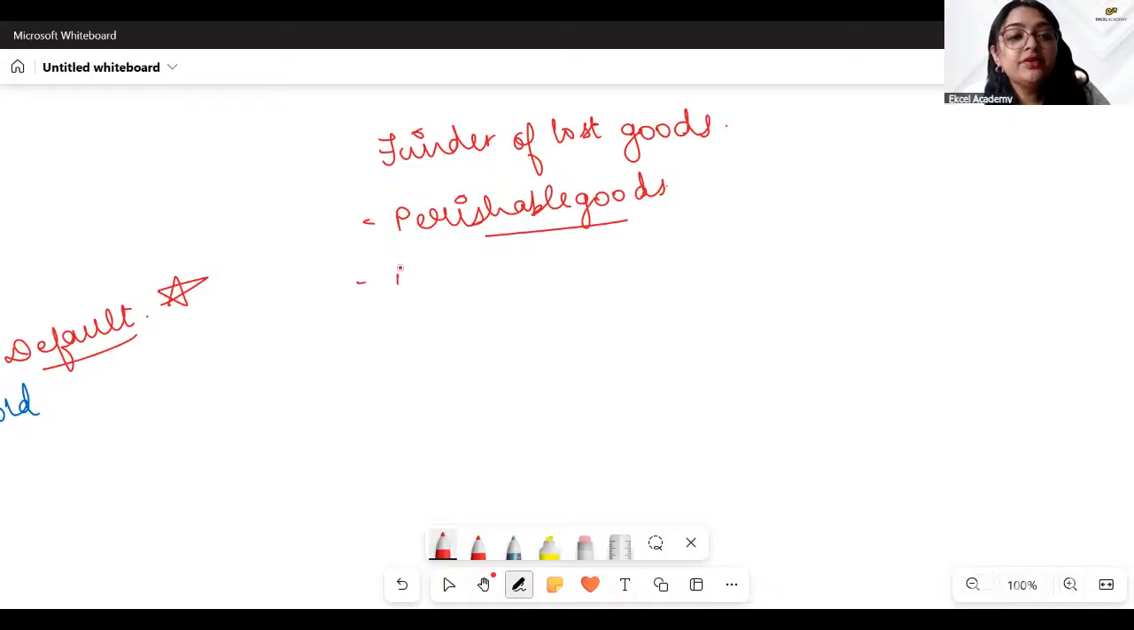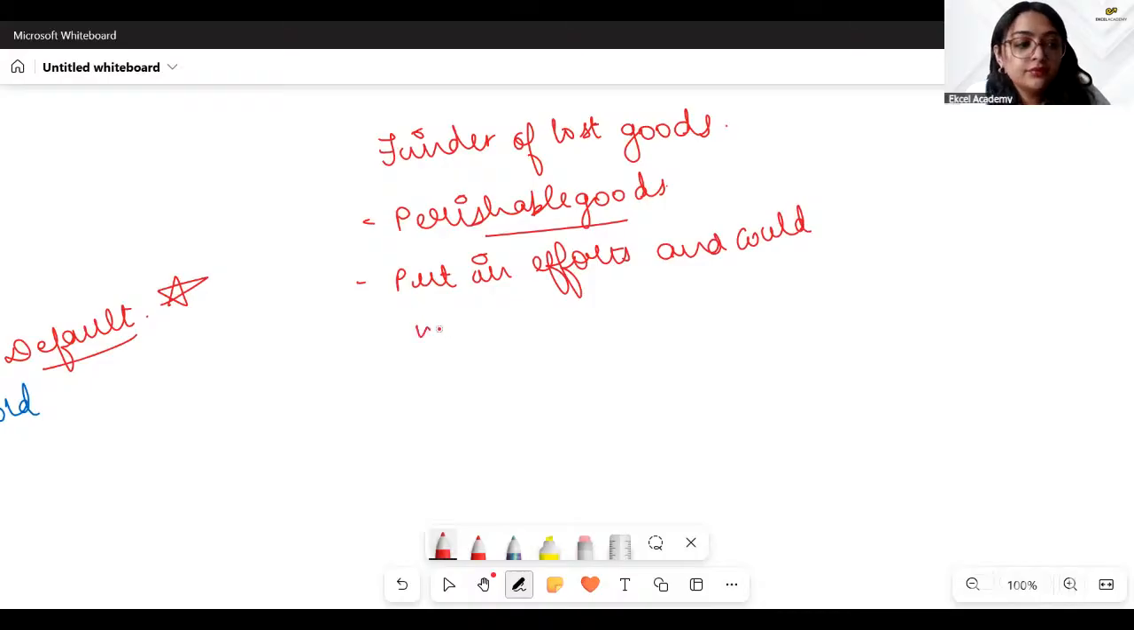Or else, if he put in reasonable efforts and could not trace the owner, in that case the finder can go ahead and sell the goods, and whoever is the buyer will get good title in the goods. I hope you have been able to understand both the case of pledge as well as the finder of lost goods, and how they can sell the goods even though they don't own them.